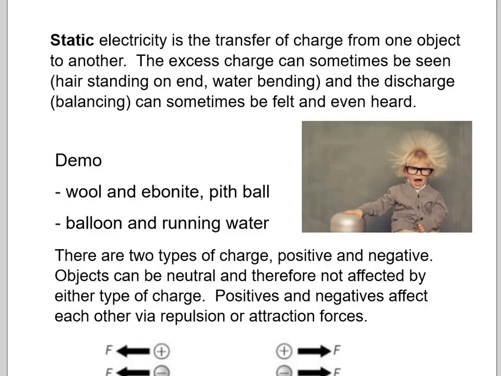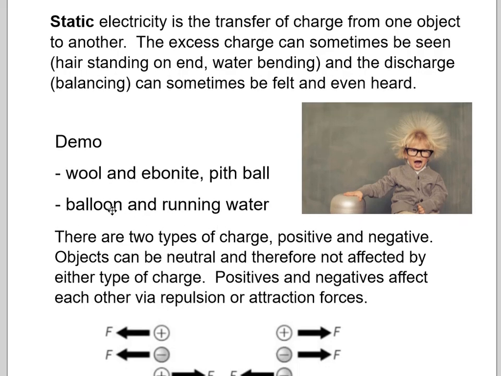Okay, so static electricity is the transfer of charge from one object to another. The excess charge can sometimes be seen. You can see that as hair standing on end, that's one option. If you take a balloon and rub it on your head and bring it close to some water, it'll bend the water away, since water is a dipole and it has a positive and negative side. And then sometimes you can even see the discharge. Sometimes you can see that shock zap or jump from your finger if you're shuffling across the carpet.